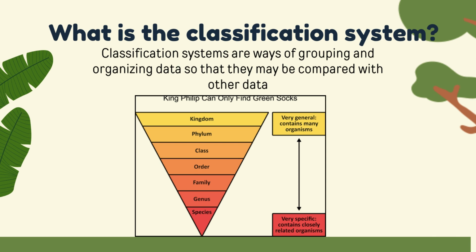First up, we have the animal kingdom. It's like a bustling city of creatures from tiny insects to big mammals like lions and elephants. And then we have the plant kingdom, where you'll find all kinds of green friends like flowers, trees, and bushes.